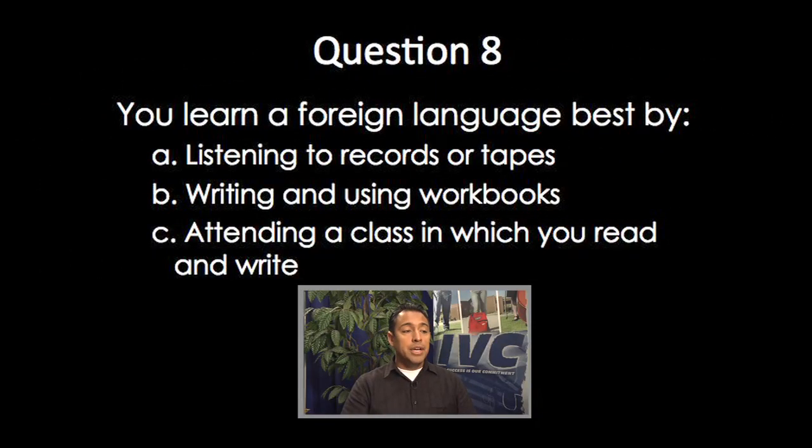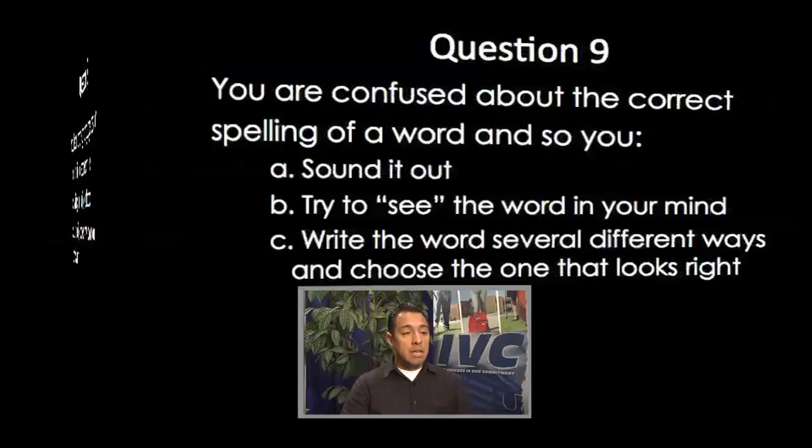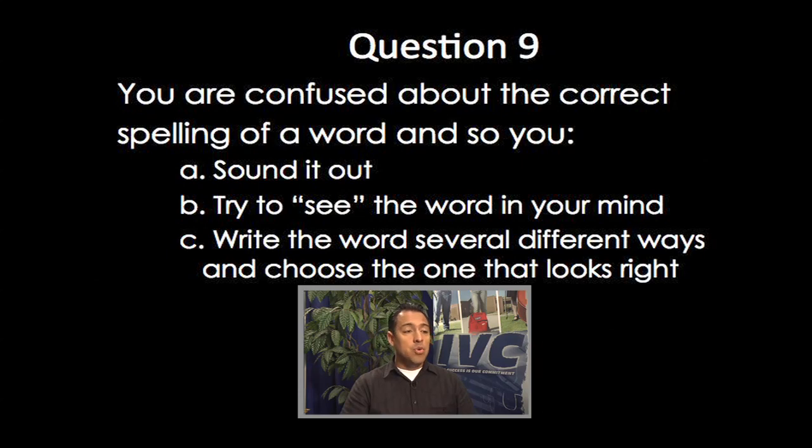Question number 8. You learn a foreign language best by A, listening to records or tapes, B, writing and using workbooks, C, attending a class in which you read and write. Question number 9. You are confused about the correct spelling of a word, and so you, A, sound it out, B, try to see the word in your mind, or C, write the word several different ways and several different times and see which one looks the best to you.